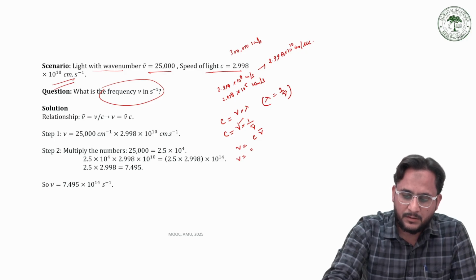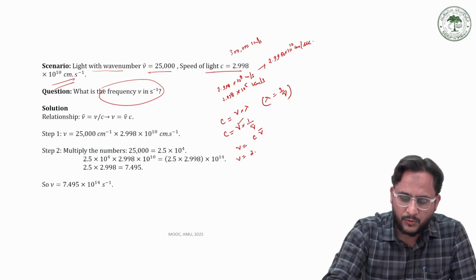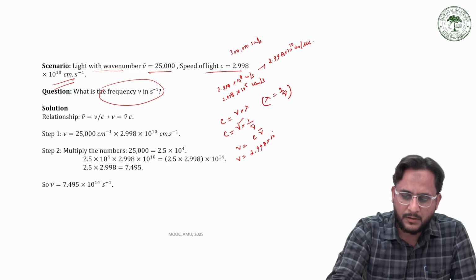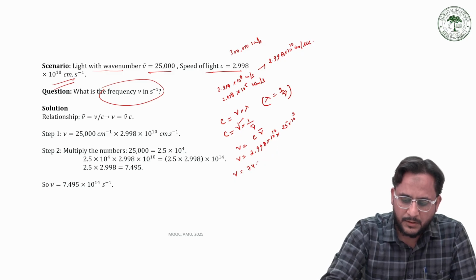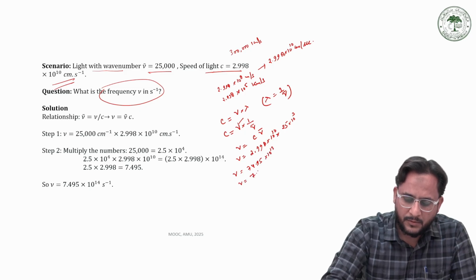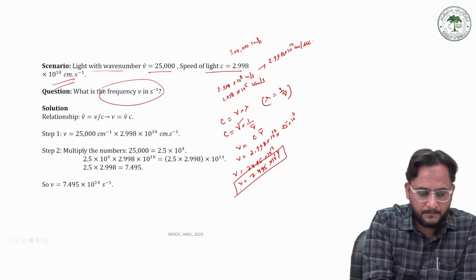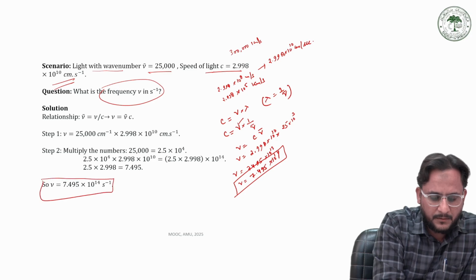So it is 2.998 into 10 raised to the power 10 multiplied by 25,000, which means 25 into 10 raised to the power 3. It will become 7.495 into 10 raised to the power 14, or 74.95 into 10 raised to the power 13, so the frequency will be 7.495 into 10 raised to the power 14. This is the answer in per second.